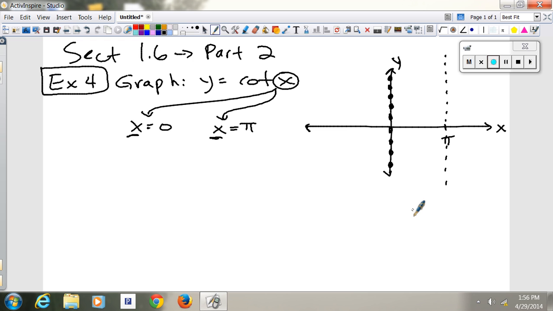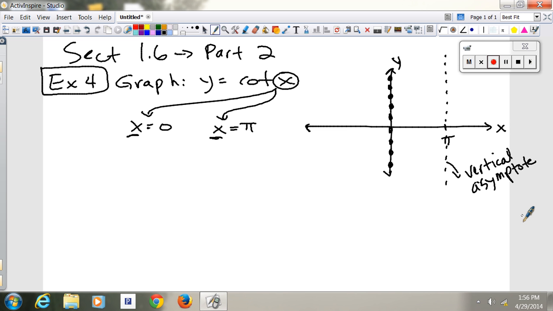Okay, that would be your vertical asymptote. If you remember from Friday, we called it a vertical asymptote, A-S-Y-M-P-T-O-T-E. It's a line that shows you that you cannot have a value for that line. It's kind of a placeholder.